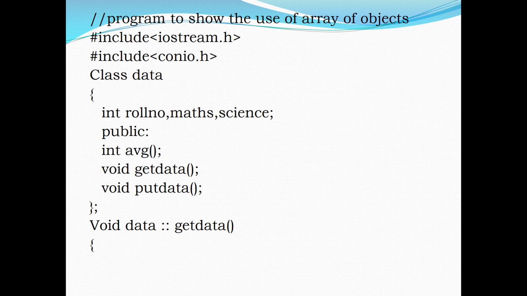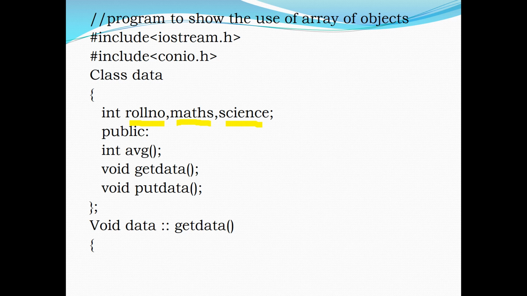Now, what is the process in this program? We are going to get the data. What data are we going to get? We are going to get the roll number and 2 subject marks, mathematics as well as science. After getting it, I'm going to display it. Before displaying it, I need to find an average.